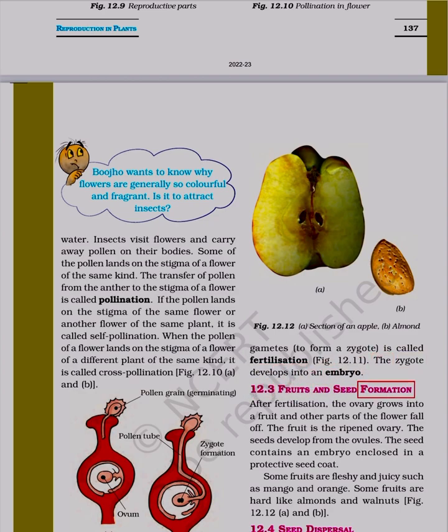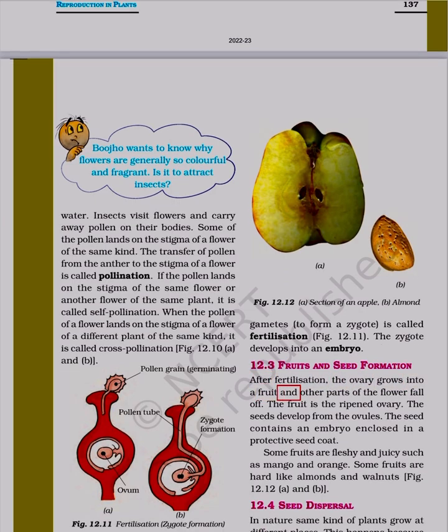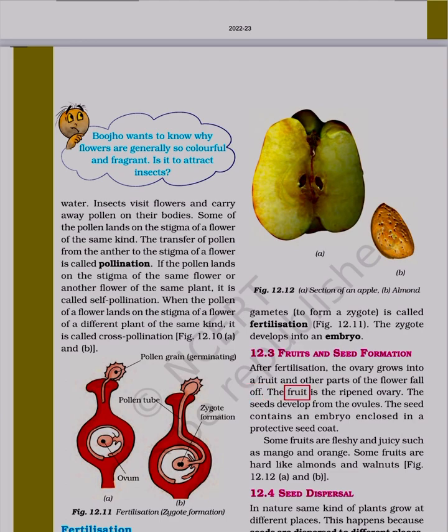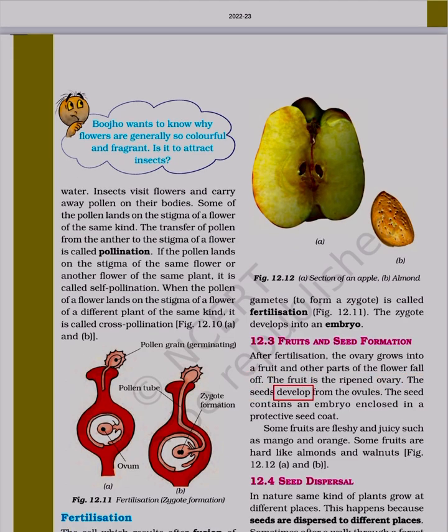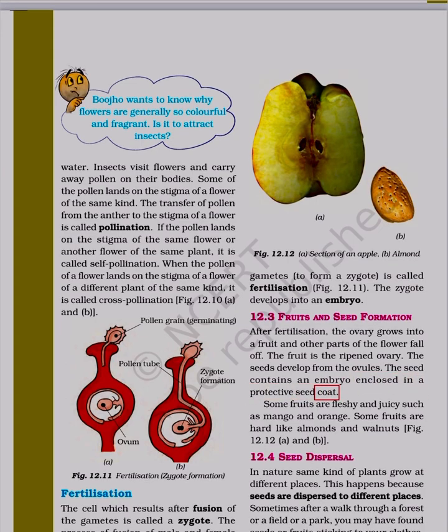12.3 Fruits and seed formation. After fertilization, the ovary grows into a fruit and other parts of the flower fall off. The fruit is the ripened ovary. The seeds develop from the ovules. The seed contains an embryo enclosed in a protective seed coat.